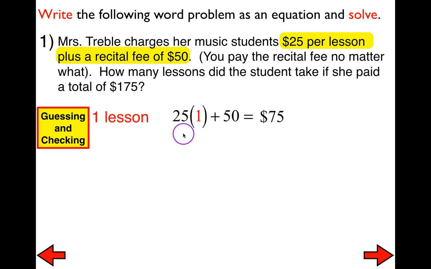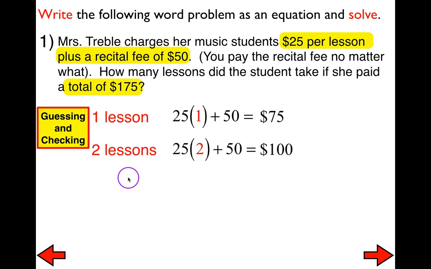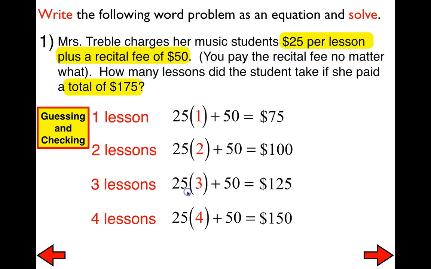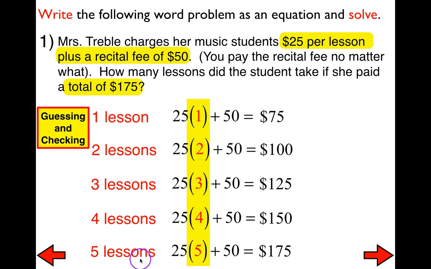Okay, what about 2 lessons? Because we're trying to look for a total of $175. Well, 2 lessons, that's going to be $50 plus that other $50 for the recital fee. So that's going to give me $100. Okay, still not enough. So third lesson. Third lesson, this is going to be $75 because it's $25 per lesson plus a $50 recital fee. So that's going to be $125. Keep going. 4 lessons is going to be $150. And then 5 lessons is going to be $175. So from guessing and checking, I can say that she took 5 lessons.